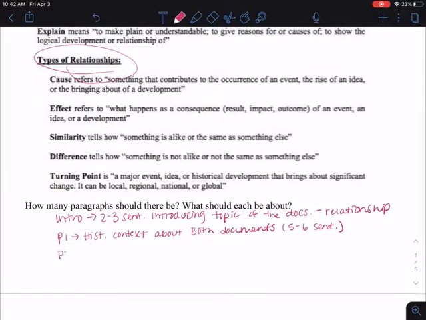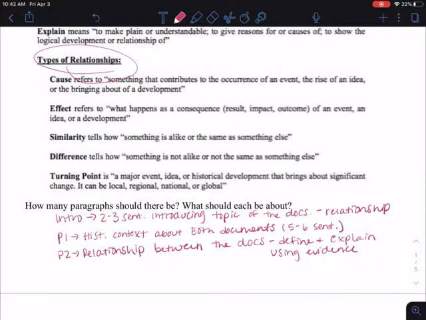And then you've got paragraph 2. This is going to be all about the relationship between the docs. So you want to define it and explain using evidence. And you want to use both documents again. Remember, both of them. There's only 2, so you've got to use 2.